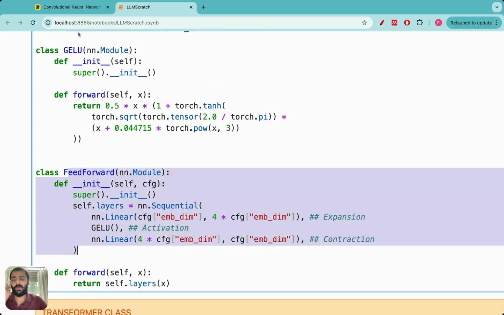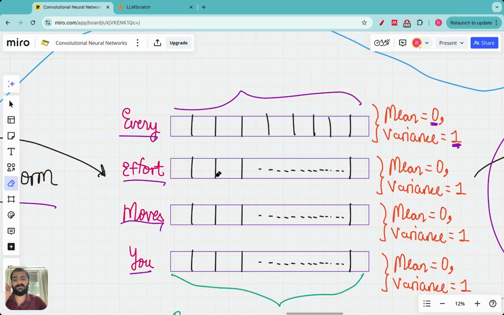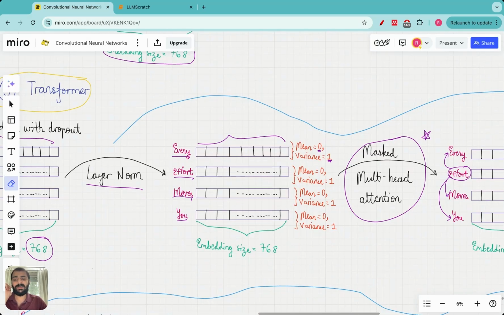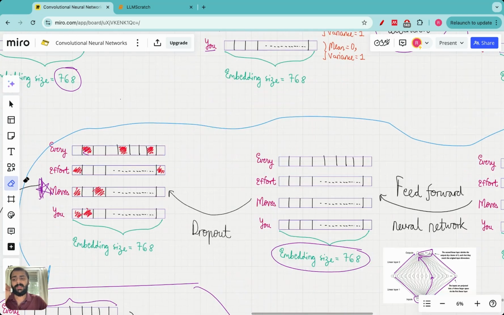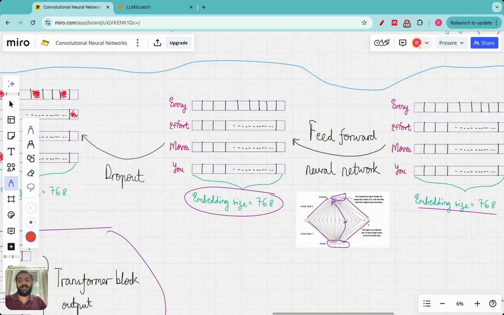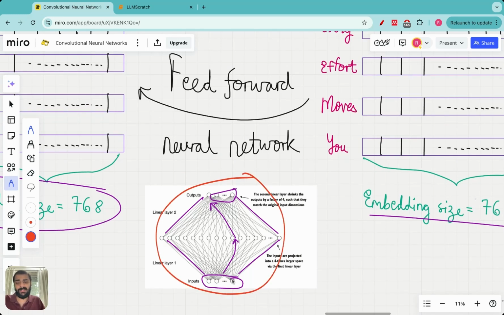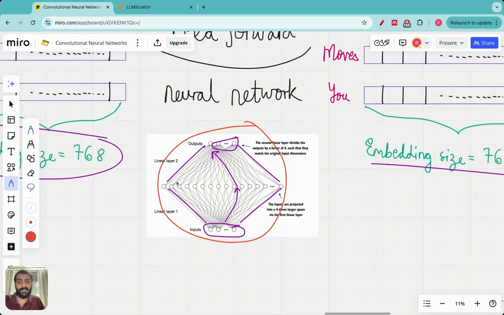Then we have the feed forward block. And remember where the feed forward block comes in the transformer architecture. It's this feed forward block. Let me actually change my pen color. It's this feed forward neural network which I've shown you over here, the expansion contraction feed forward neural network. This is that feed forward block. So you'll see that the input is the embedding dimension, the layer is 4 times the embedding dimension size, and the output is the embedding dimension.